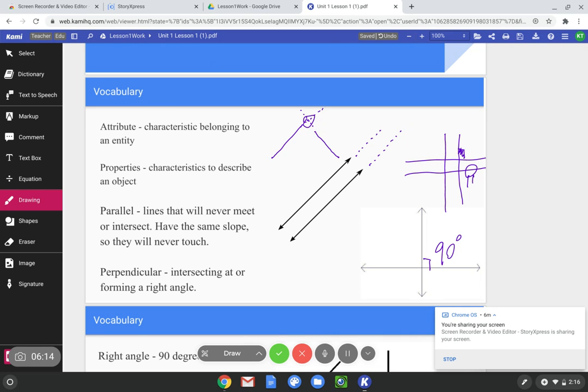We can see parallel lines in like a railroad track. The two sets of tracks like this, parallel. Or we can see it on the blue lines in your notebook. They're parallel going that direction.